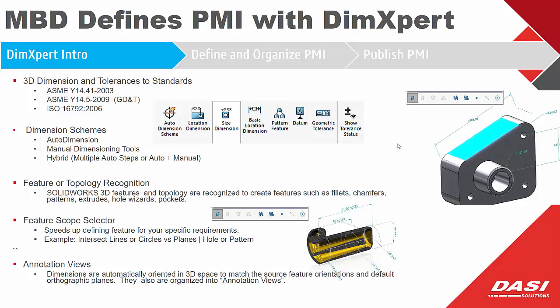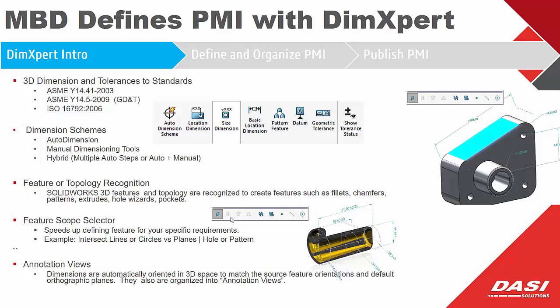What helps you define and maybe override what the system sees as the feature is this feature scope selector. As I'm making selections on the screen, maybe I select this face here and it defines it initially as a plane, but really I want a dimension that goes across the component. Then I could define that as a width type feature. So this basically helps you capture your design intent and how you want to define your product for manufacturing.